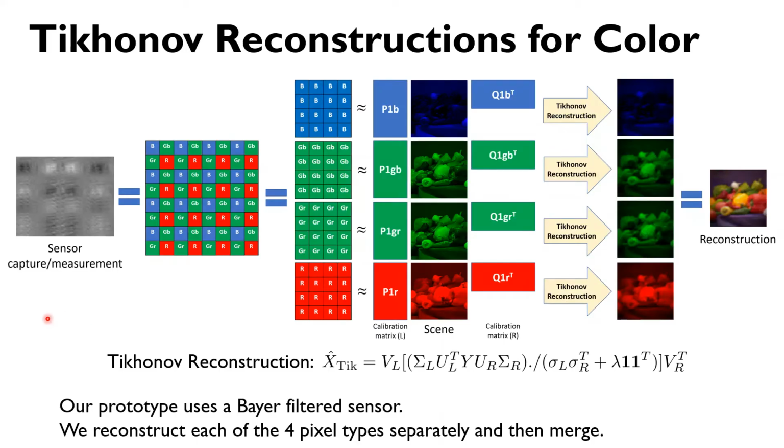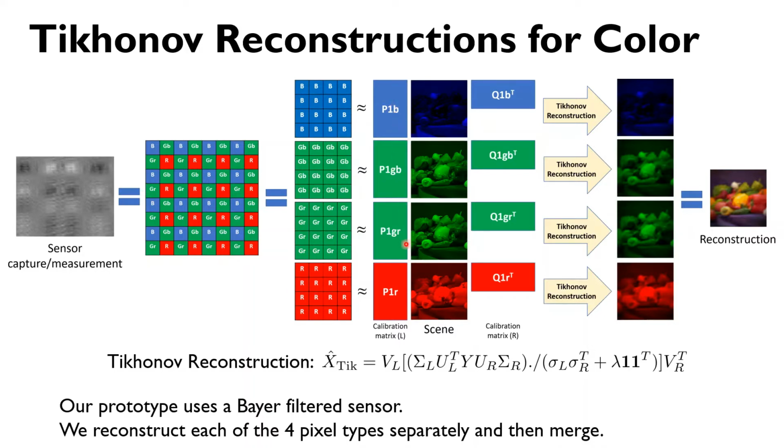Let me go into more detail on Tikhonov reconstruction for color images. The Flatcam prototype we use for this challenge contains a Bayer filtered sensor. As such, the sensor measurement is grouped into four types of pixels. The first measures blue wavelengths. The second and the third types measure green wavelengths. The fourth type measures red wavelengths. These four types are then repeated across the sensor. Thus, it is as if we are taking four measurements, each having one color.